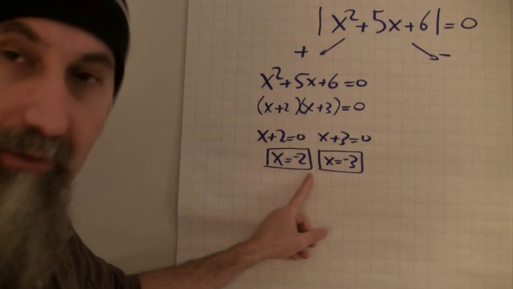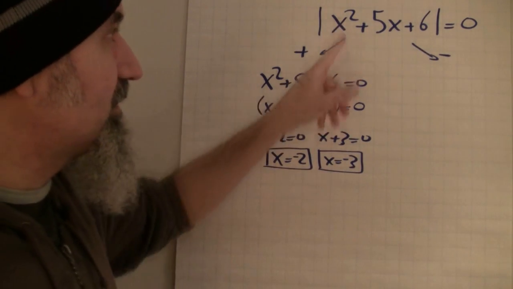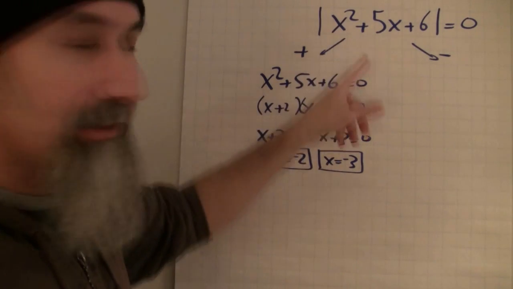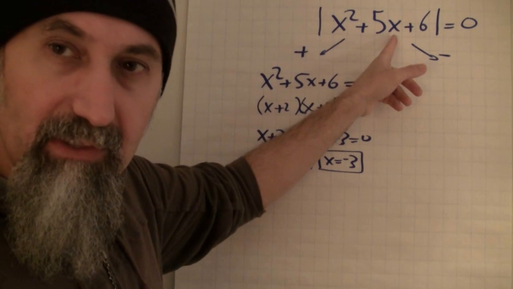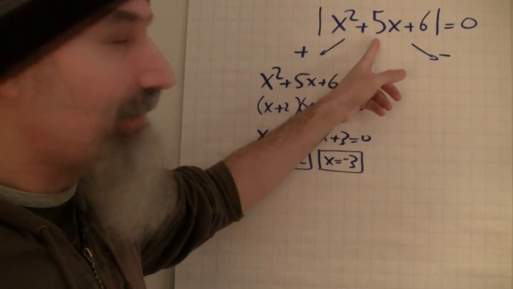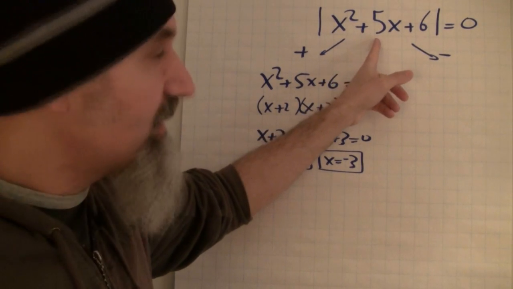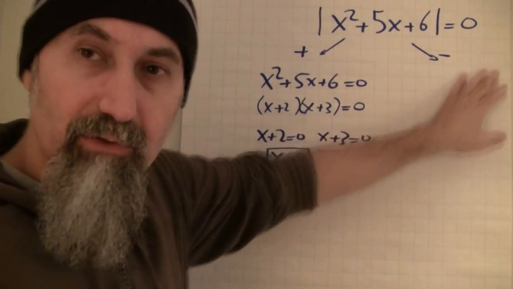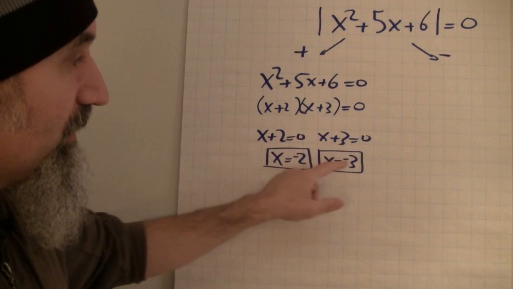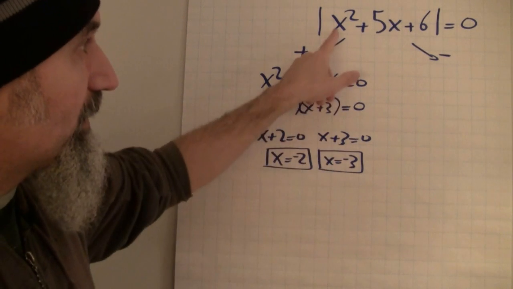And we can test them. We can plug in x is equal to negative 2 here. Negative 2 squared is 4. 5 times negative 2 is negative 10. 4 minus 10 is negative 6. Plus 6 is 0. This side is equal to 0, that side is equal to 0. So we know that's going to work. And that one is going to work as well.